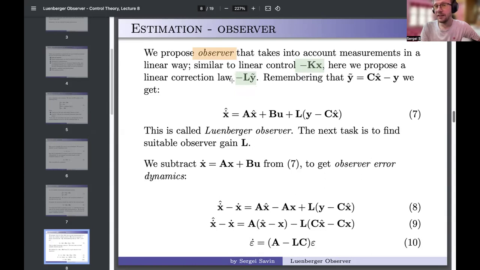So the idea is that this is a corrective term that would use the information about how different our observations are from what we expect to steer the observer into the correct direction. So for example, we start to diverge from the true state, like the true state goes like this, we go like this. The observers do diverge, we correct to go back to the true state. All right.